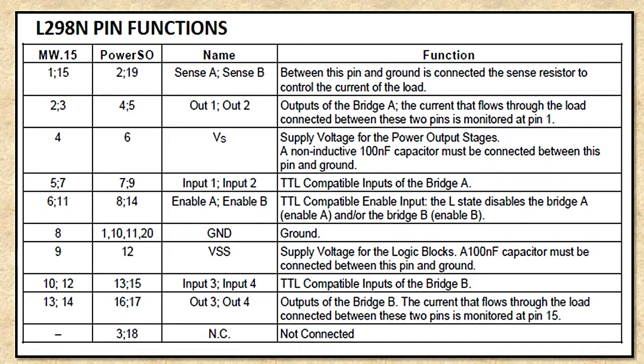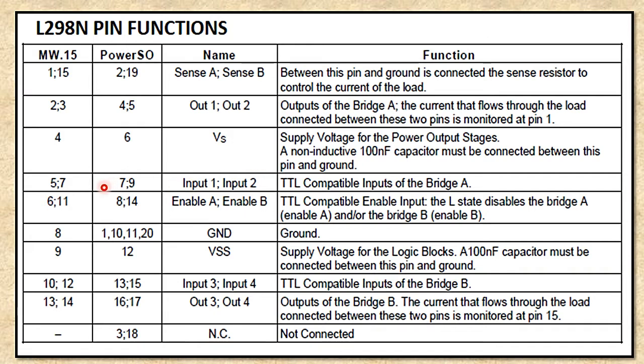L298N pin functions. Pin number 1 and 15 are the sense A and sense B. The function is, between this pin and ground is connected the sense resistor to control the current of the load. Pin number 2 and 3 are the out 1 and out 2 outputs of the bridge A. The current that flows through the load connected between these two pins is monitored at pin number 1. Pin number 4 is the supply voltage for the power output stages. Non-inductive 100 nanofarad capacitor must be connected between this pin and ground.